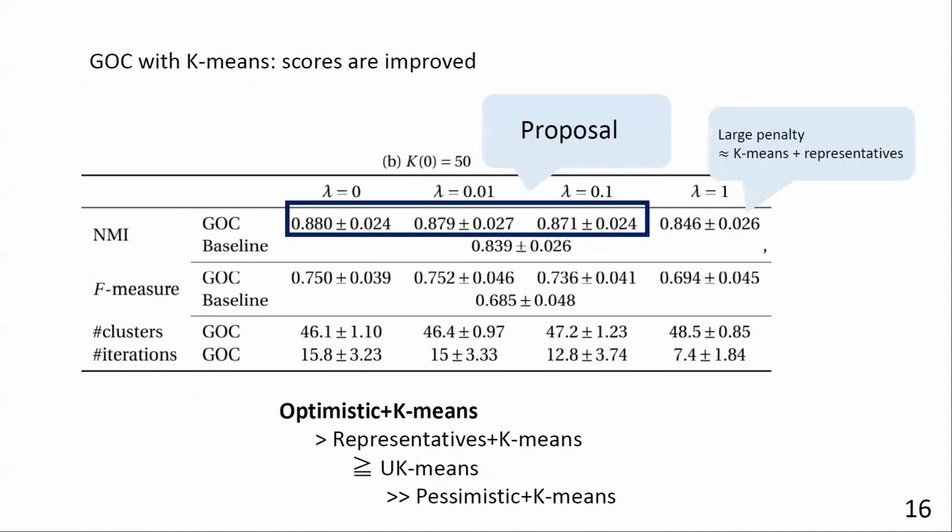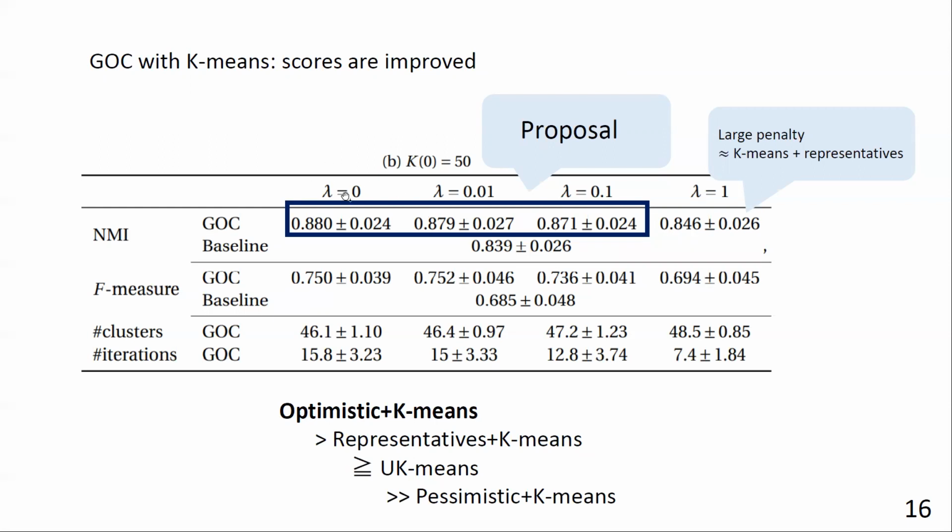Okay, this slide shows the experimental results of clustering. The underlying number of classes is 50, and we specify the initial number of clusters as 50 as well. Then we evaluate the proposed GOC and the baselines by the normalized mutual information and F measure. Higher scores are better. As you can see, the clustering scores of the proposed methods are better than the baselines.